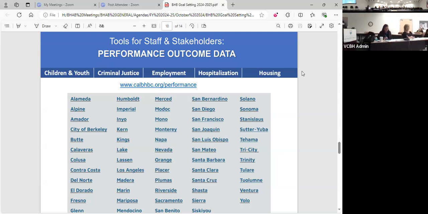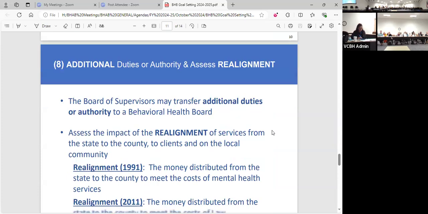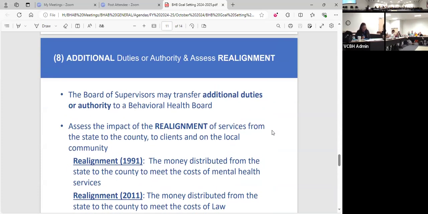All right, next slide. And then there's more duties, if you get them. I don't know that your board of supervisors has added any more at this point. There was a county a while back that was told that they should also be advising regarding the public guardian's office, but that's not usual. We don't see that very often. And then you should be assessing the impact of realignment.